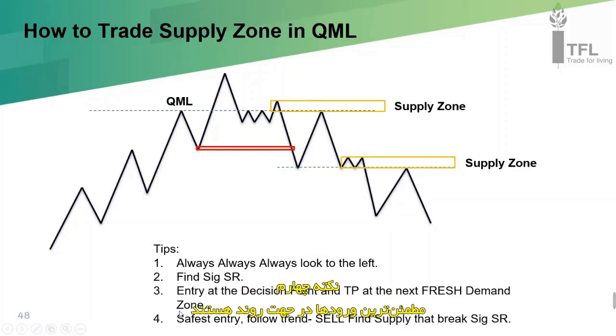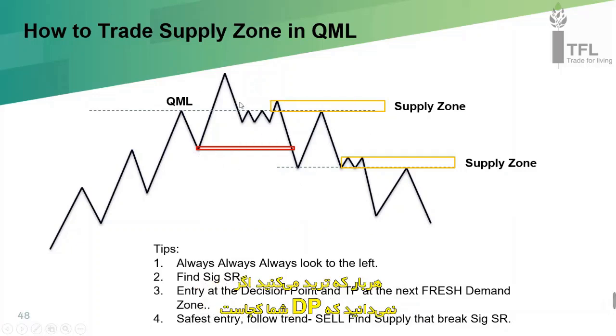So of course, the safest entry is always to follow the trend, sell, find a supply zone, and then that breaks the significant support resistance. This is a very, very important statement over here. Always find the supply zone that breaks the significant support resistance. This is a keyword here. Find the supply zone that breaks the significant support resistance.